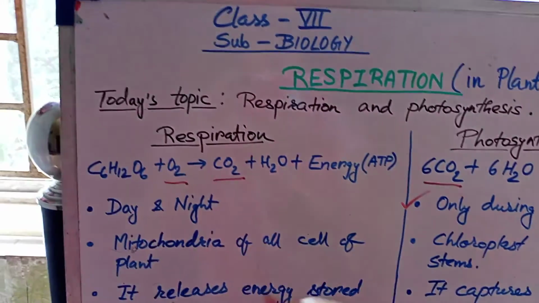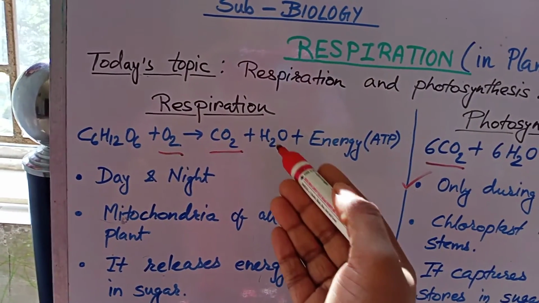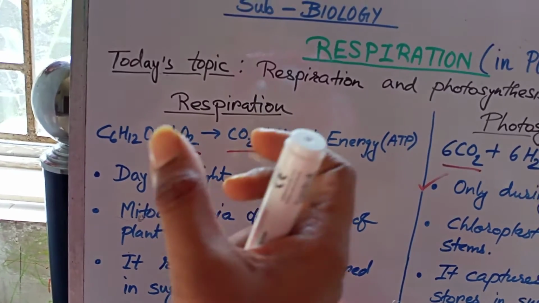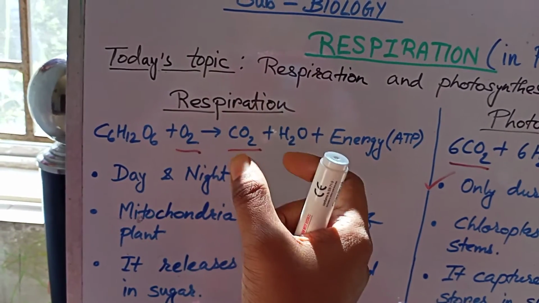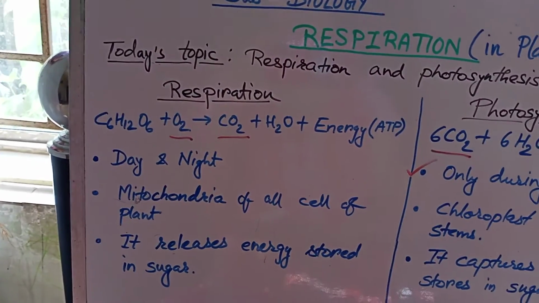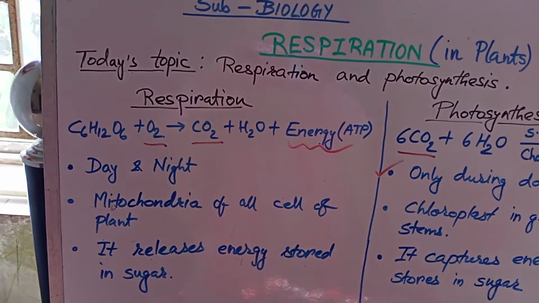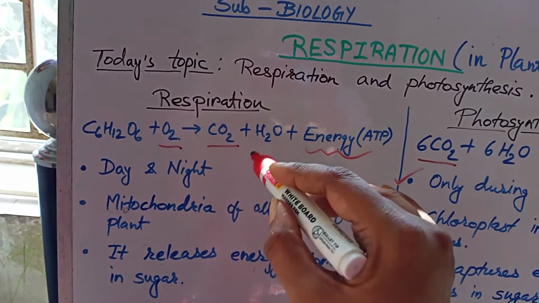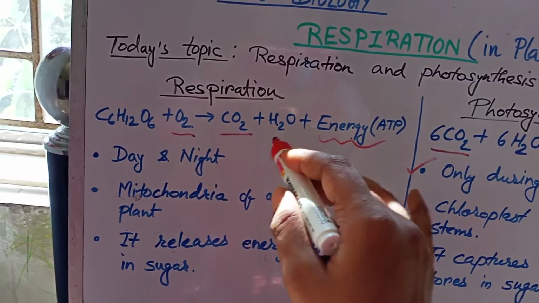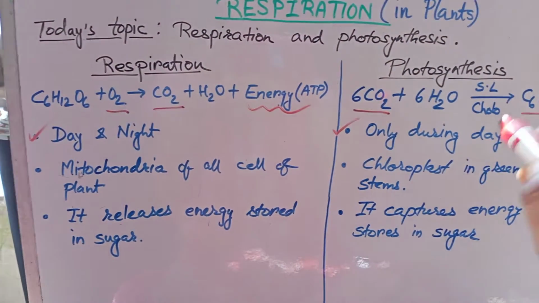Whereas respiration is a process in which oxygen is taken up for oxidation of the produced glucose. This glucose is oxidized in the presence of oxygen, and in the process carbon dioxide and water are released as byproducts, and at the same time some amount of energy is also released. This process does not need any sunlight. So this process continues throughout the day and night, and photosynthesis occurs only during the daytime.